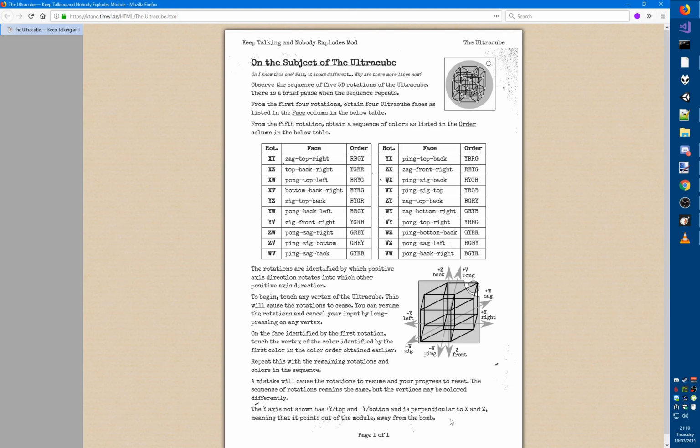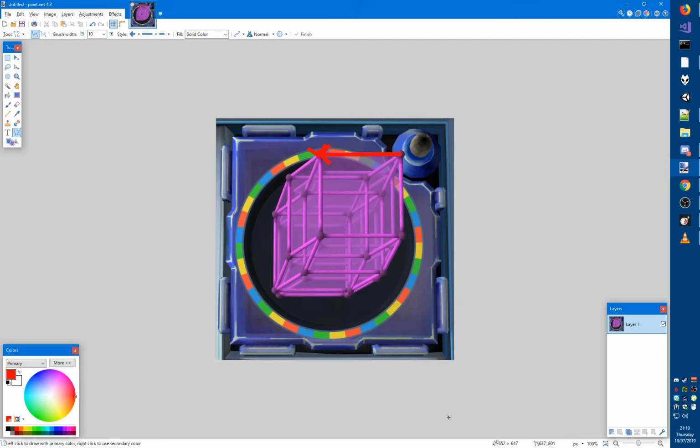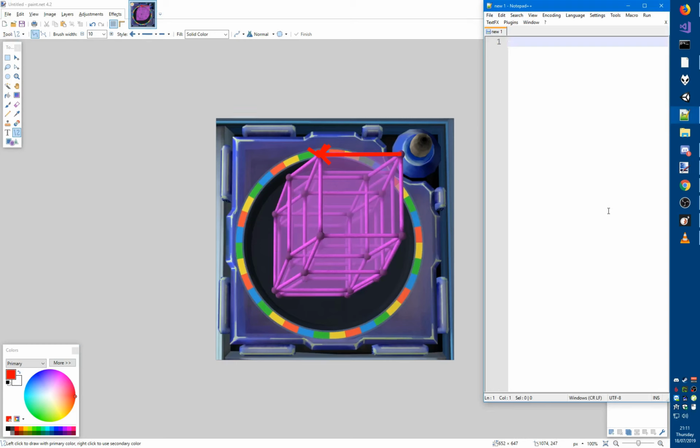Okay, so positive y is the direction that points away from the bomb, and negative y is the one that points into the bomb. Now, in the example that we had here, it is pointing into the bomb. This line was going sort of into the bomb, and this means that the rotation is a negative x, because it's going to the left, and negative y, because it's going into the bomb. So the first rotation is xy. Alright, let's take a look at the second rotation.